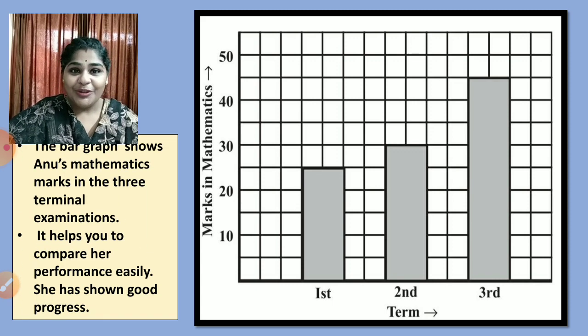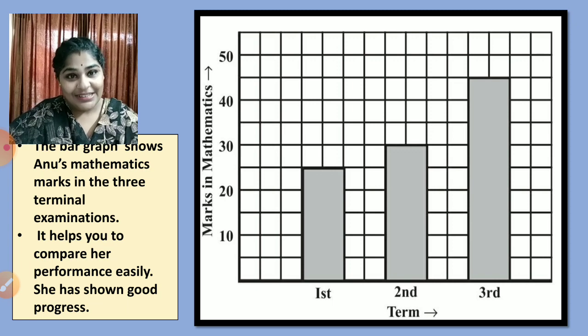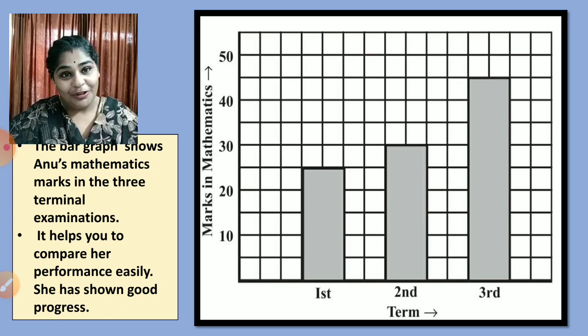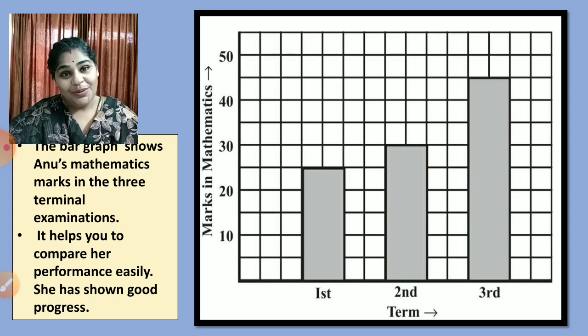right children? So the bar graph shows Anu's mathematics marks in the 3 terminals, and it helps us to compare her performance easily. Just now I told you the performance is continuously increasing, right? She has shown good progress. In the first term, we can also say that the marks in mathematics were 25. In the second term, it was 30. And in the third term, it was 45. So this is how we have already learned to draw the bar graph as well as to read the bar graph.